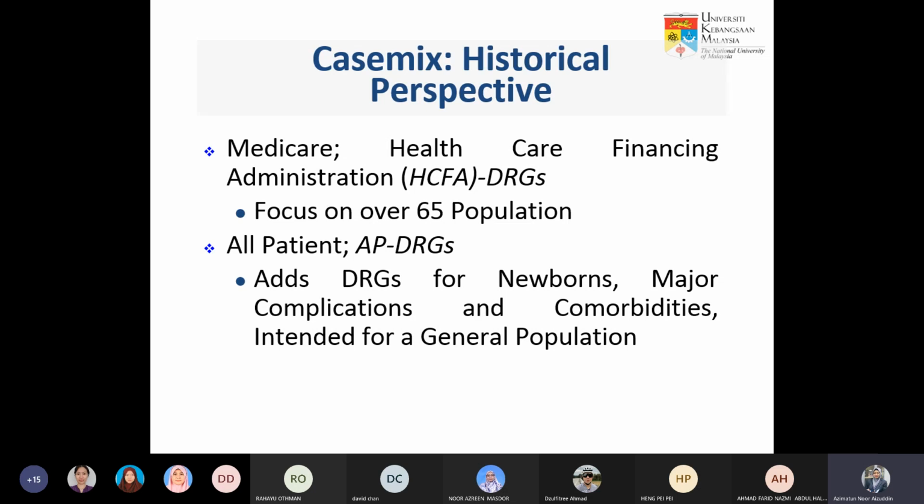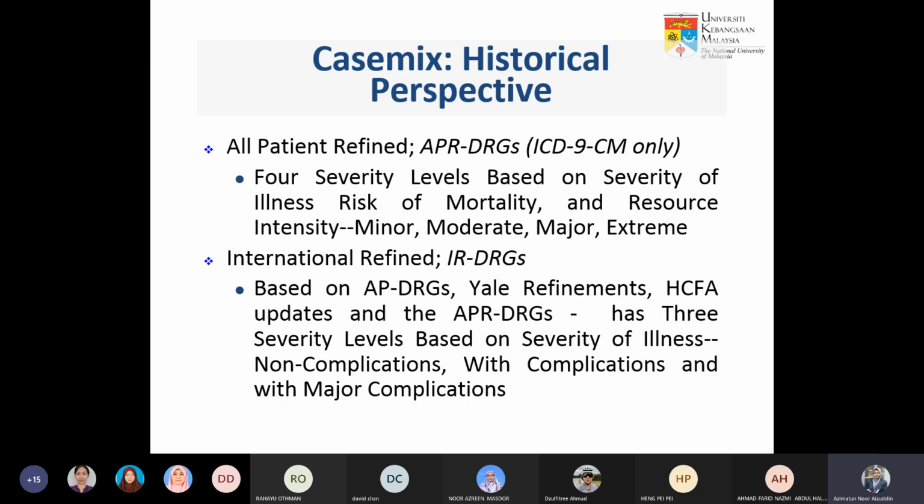Kemudian added in which that here is added DRGs for newborn, major complication and comorbidities intended to a general population rather than masa mula-mula tu fokus 65 population sahaja. Then further refine with the all patient refine APR DRGs. Tapi untuk ICD-9-CM je lah.